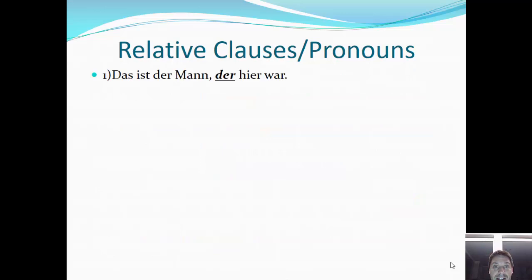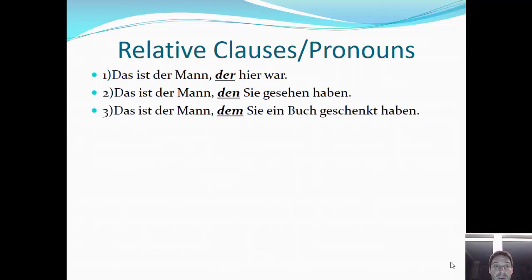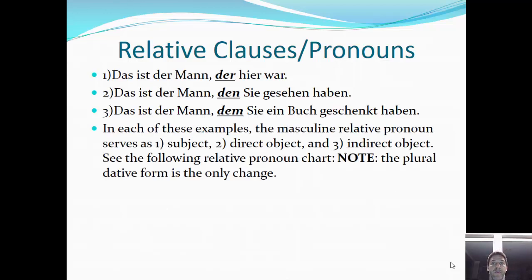Das ist der Mann, der hier war. Das ist der Mann, den Sie gesehen haben. Und das ist der Mann, dem Sie ein Buch geschenkt haben. These are all masculine relative pronouns. In the first one, it serves as the subject. The second one is the direct object, therefore the accusative. And the third one is the indirect object, therefore the dative case.